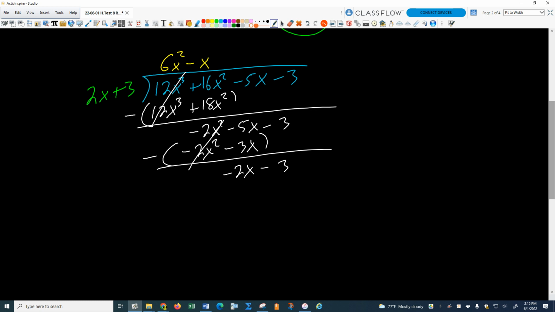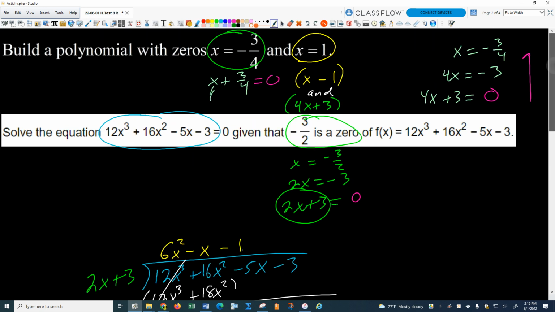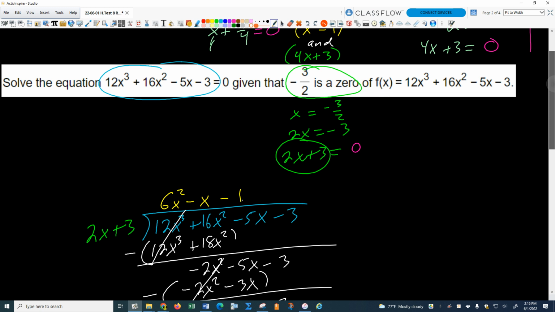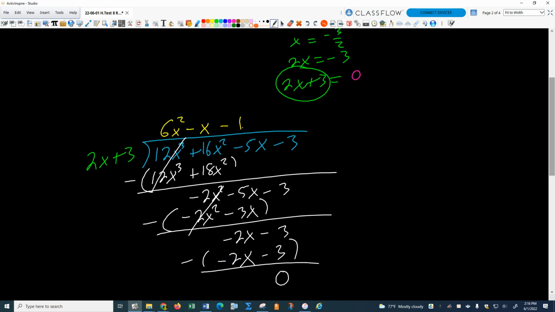Or 2x times what is negative 2x? Negative 1, right? Multiply the negative 1. Negative 1 times 2x is negative 2x. Negative 1 times 3 is negative 3. And what do you know? When I subtract this whole thing, I end up getting no remainder this time. 0 remainder. So my answer is just 6x squared minus x minus 1. Did they want us to, oh, they want us to solve it. Sorry. So then we would set that equal to 0 and solve, right? That's the other factor. Everybody get that?